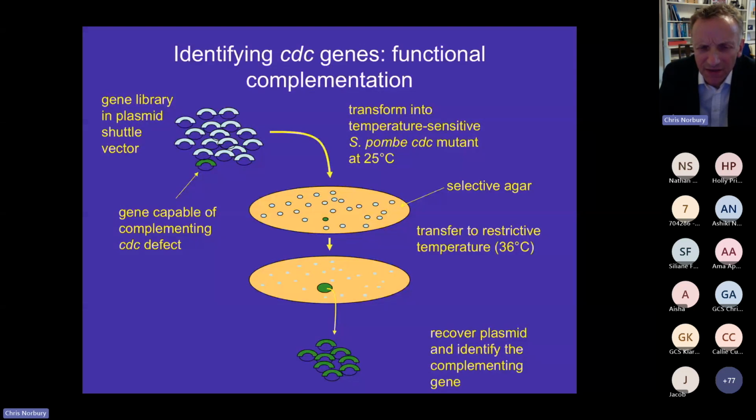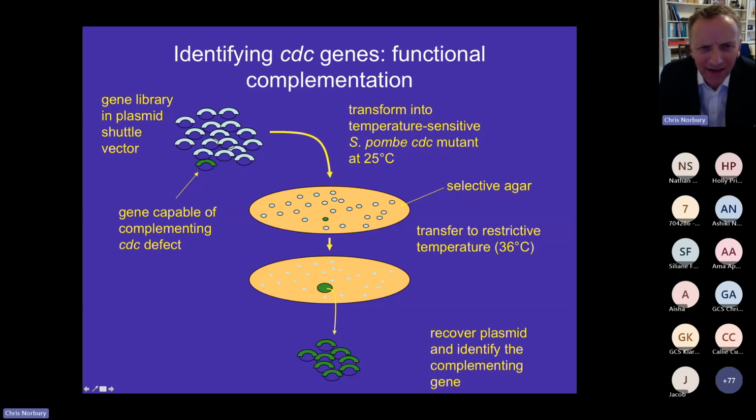So it's a bit esoteric, but if you follow the logic, maybe by looking at the recording, you'll see that this is really quite powerful, because the yeast are doing all the work. They're showing us really which is the gene that allows them to grow at 36 degrees, and the inference is that's the gene that is defective in the original mutant. And the great strength of this approach was that it's possible to use any source of DNA.